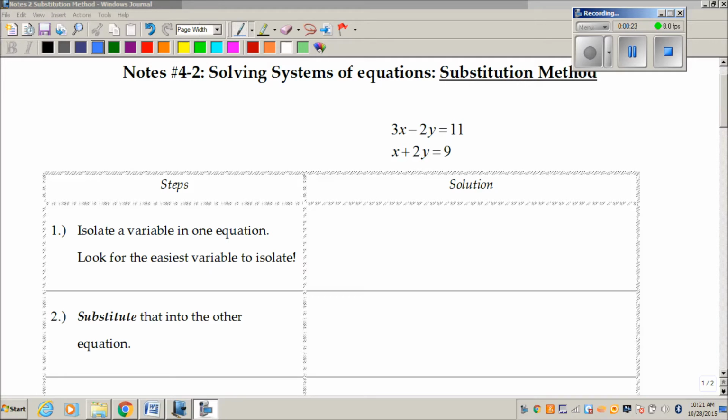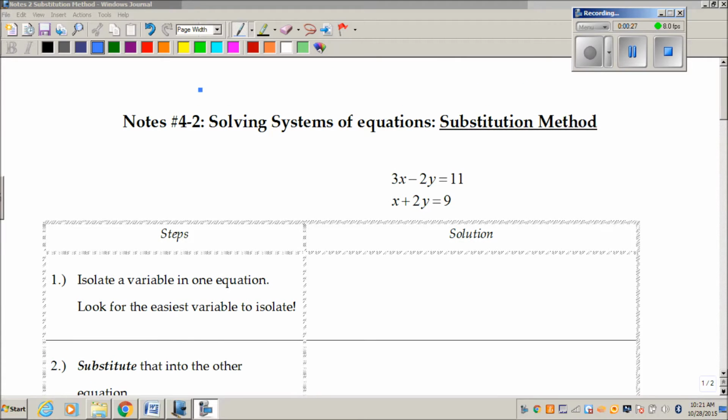So previously you saw that you could graph them both. You can make a graph by putting your equation into y equals mx plus b form. You can take one equation, draw the line, take the other one, draw the line, and then where the two lines intersect will be your solution point. So that's always an option.